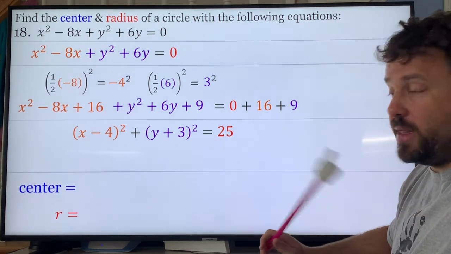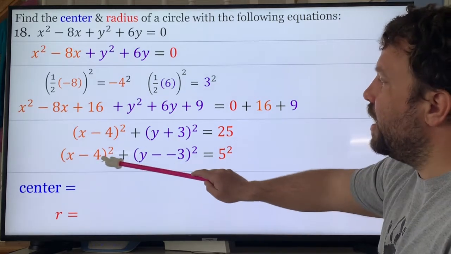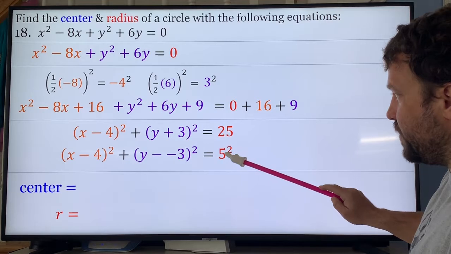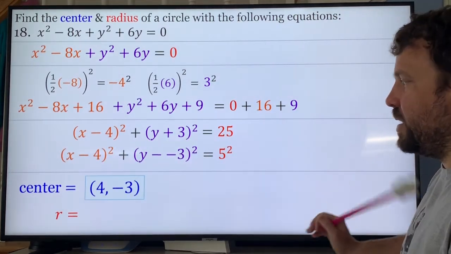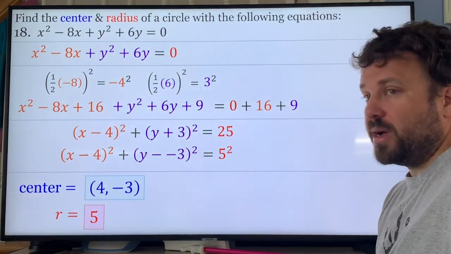All right? We're going to write this so we can pull out our center and radius. You don't have to do this step if you can do it in your head. (x - 4) squared plus (y minus negative 3) squared equals 5 squared. (4, -3) is our center, and our radius is 5. Look at that. You all got that, right?